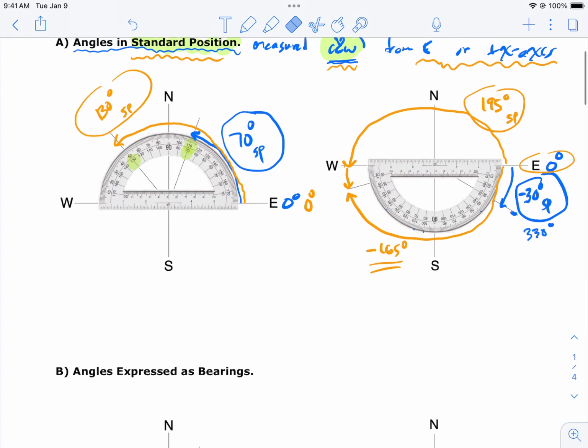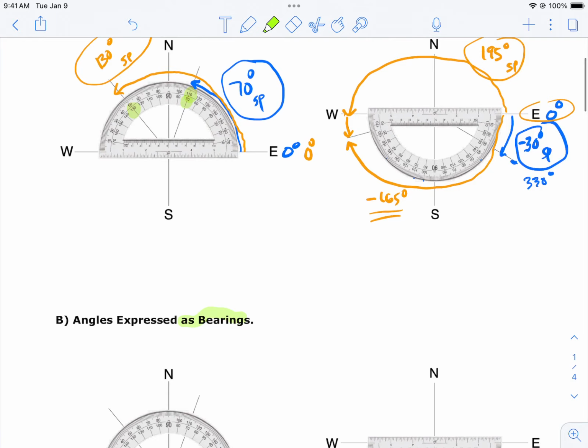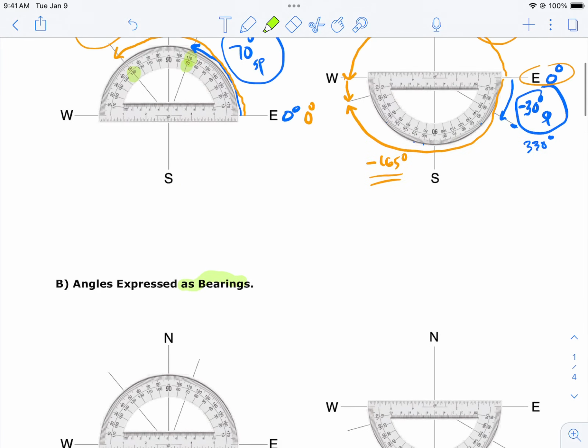There's one other way. Bearings. Sometimes headings. I'm pretty sure those are synonymous. A bearing or a heading. What am I talking about? I'm talking about this. So are these the same angles?